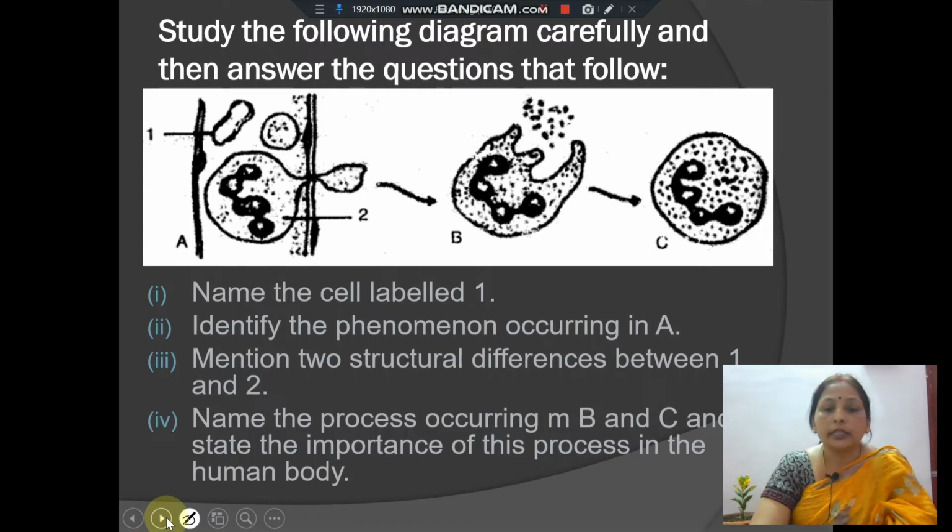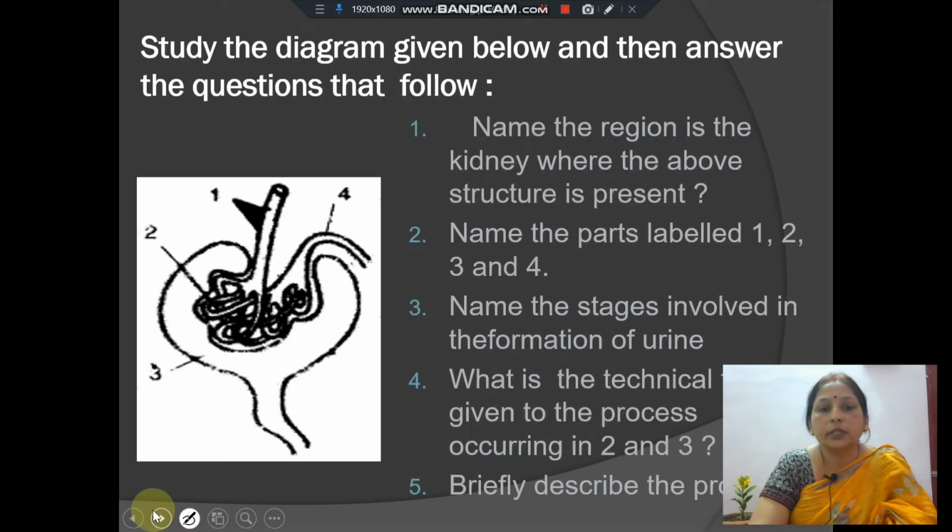Next question, name the process occurring in B and C. In B and C, you can see that pseudopodia develop around the germs, and this process is engulfing the bacteria. The phenomenon is phagocytosis. So the function is engulfing the bacteria, or phagocytosis, for destroying the germs. This is a diagram based question.